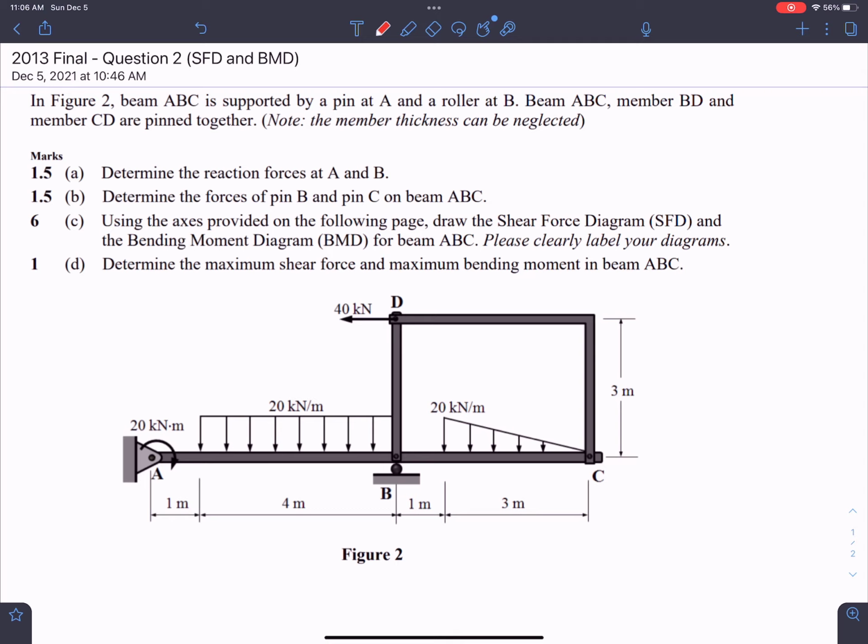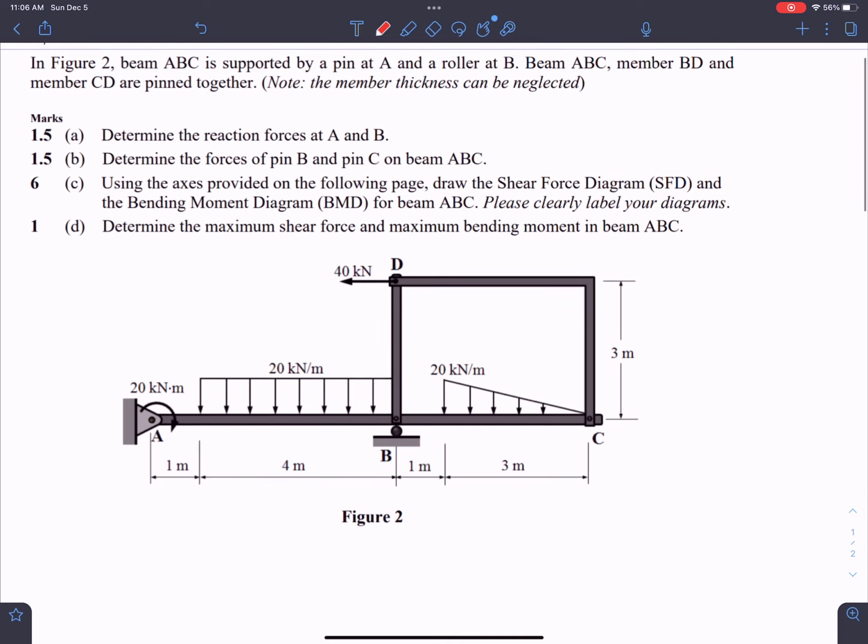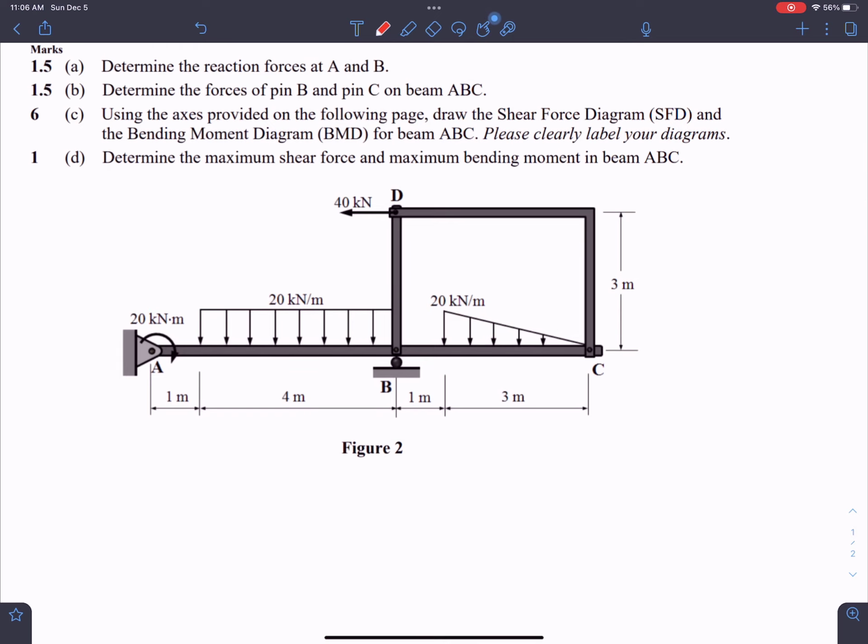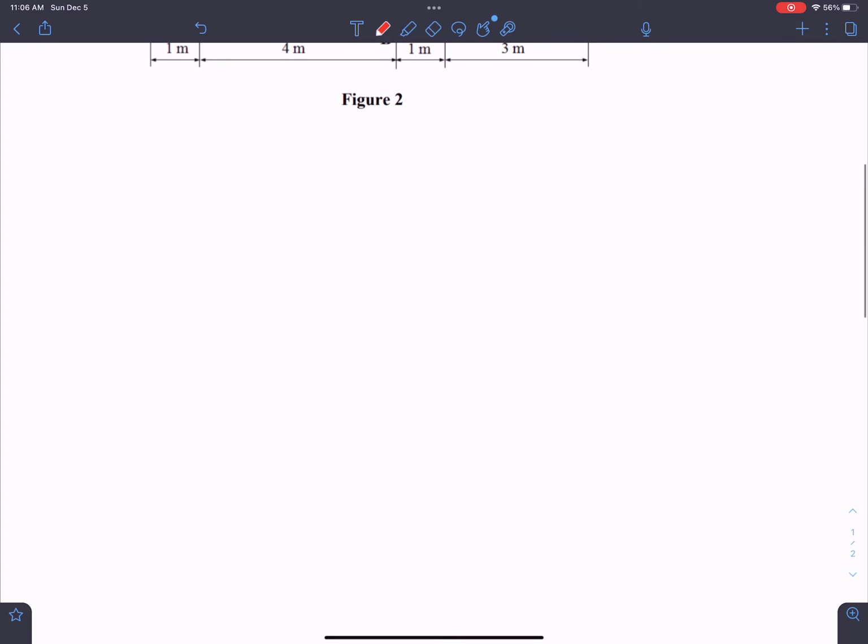Now the first part of the question, part A, says determine the reaction forces at A and B. So even though it doesn't specifically ask, what they're going to mark you on, first of all, is going to be a free body diagram. So that's where we're going to start off. I'm just going to scroll down. I'm going to say, okay, we're going to start off with part A here.